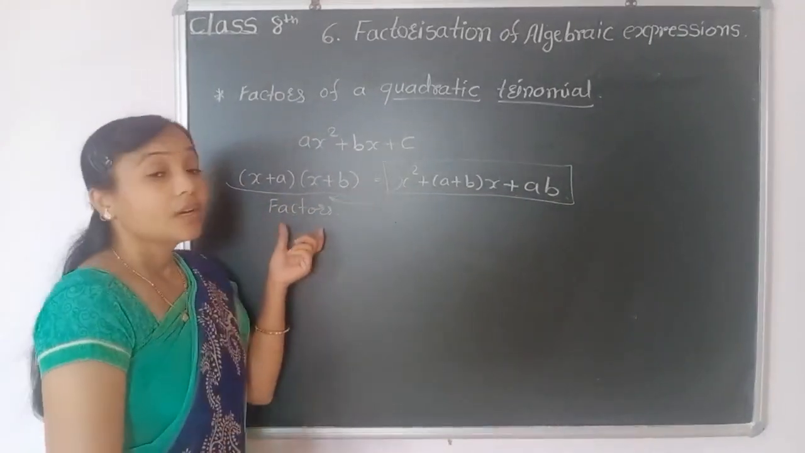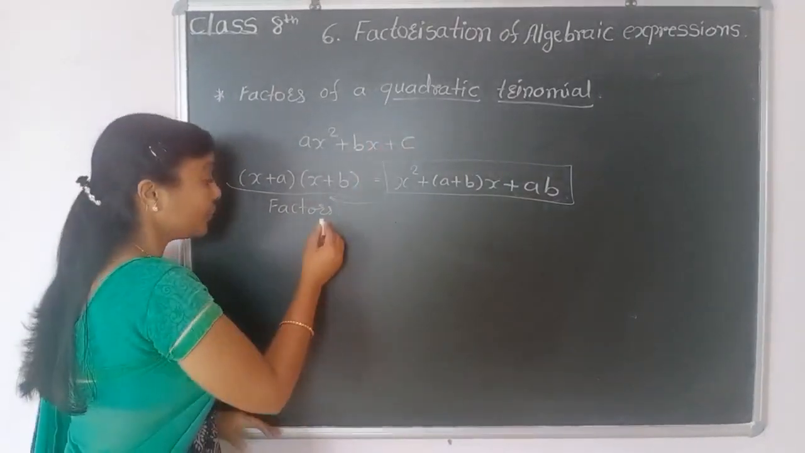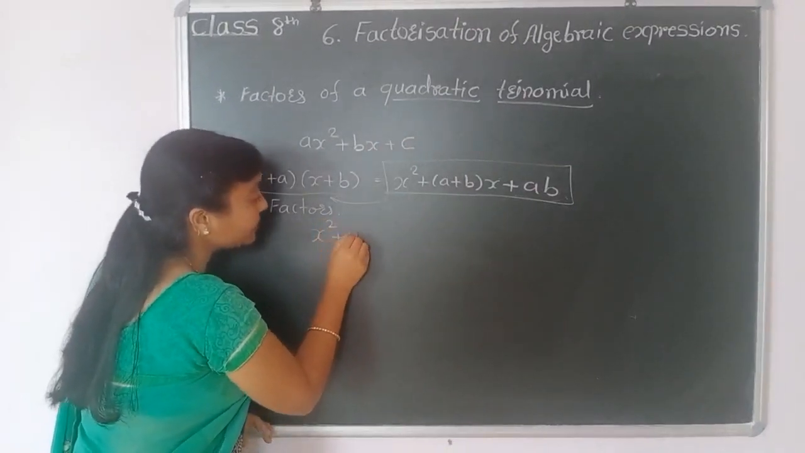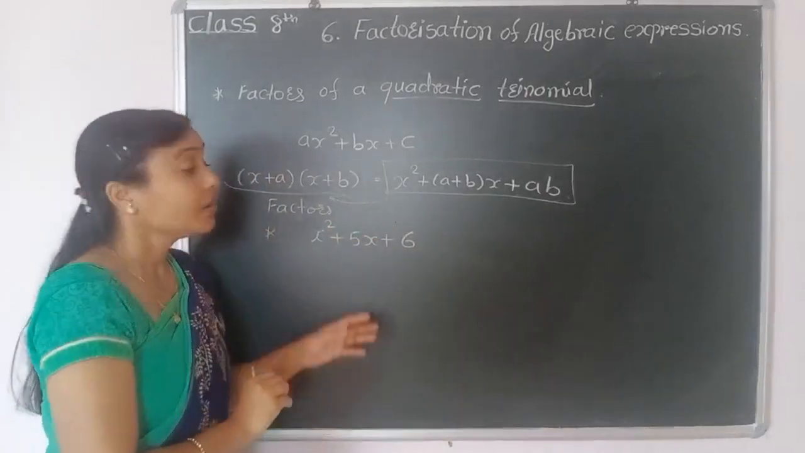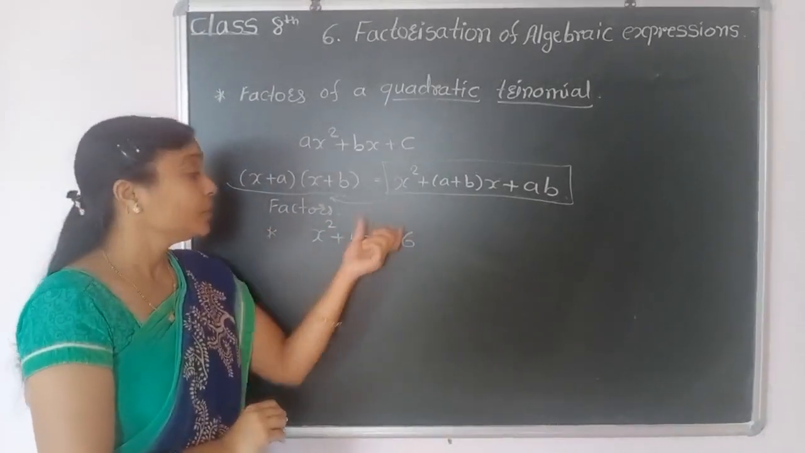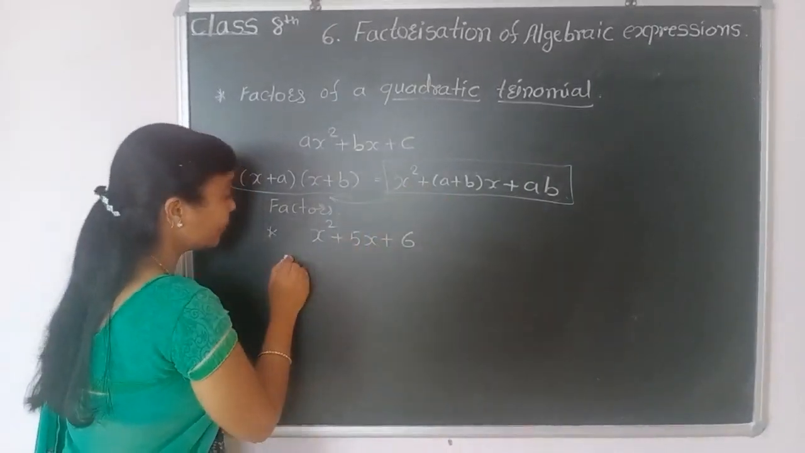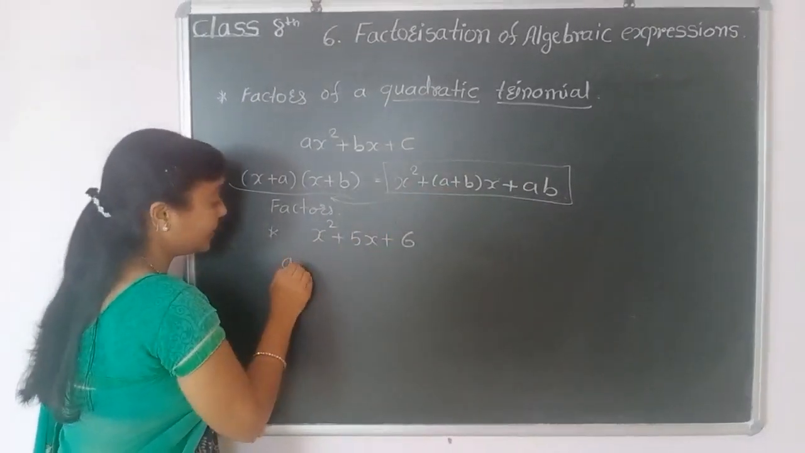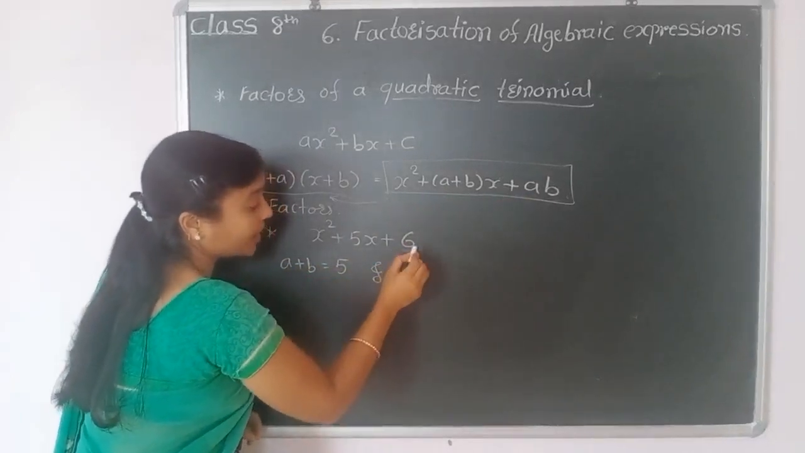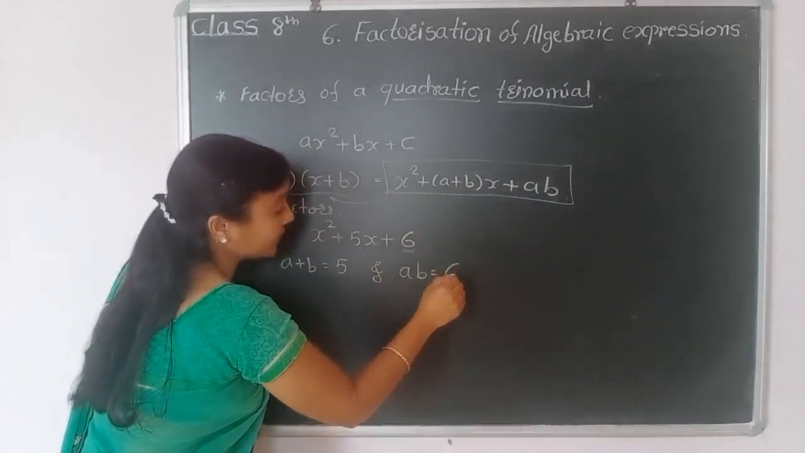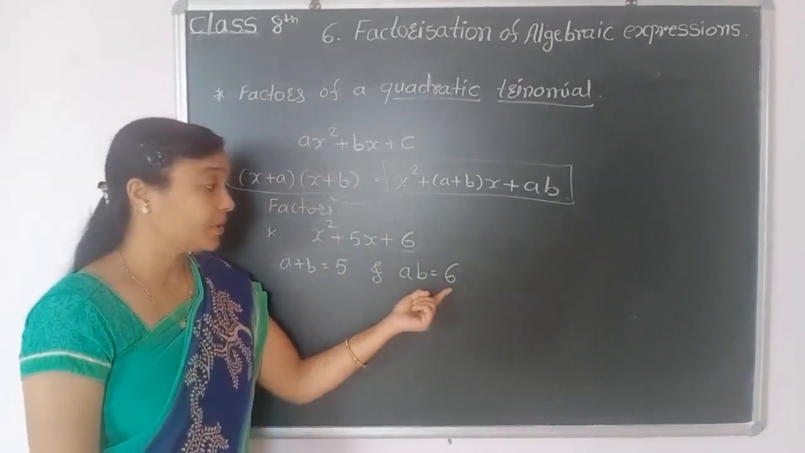Now we see how to find the factors of a quadratic trinomial. First I take one example, x square plus 5x plus 6. Suppose this is the expression. First we compare this quadratic trinomial to this expression. So we get the sum a plus b is equal to 5 and the product ab is equal to 6.